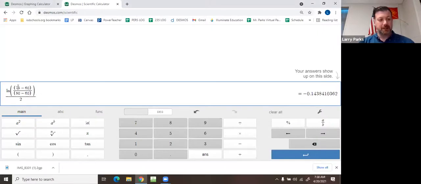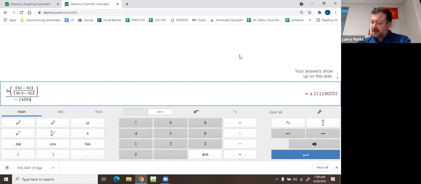Which I might just play around with this one. It's almost done. This time it's 80, and it started out at 98.6. This time we're trying to solve for T, so I'm dividing by the K value, which was negative 0.14384. And I get T is 4.57.